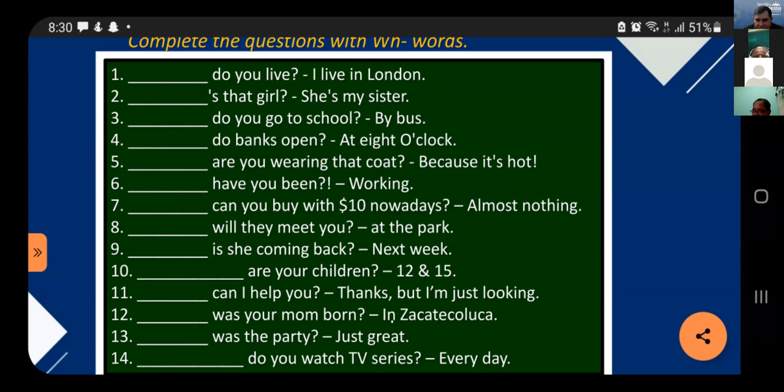And the first. Okay. Where do you live? Sería the first, I think, is where do you live? Yes. And the second, who is that girl? Who is that girl? Yes. She's my sister. How, no, que, como sea, why do you go to a school? ¿Cómo llegaste a la escuela? Why do you go to a school? O how. ¿Cómo sería? How do you go to a school? Yes. By the bus.